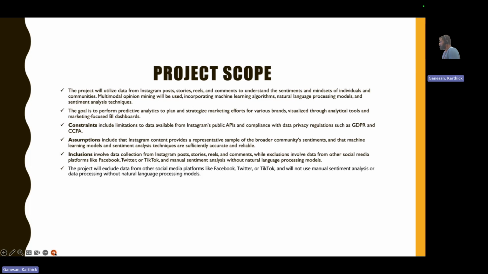The assumptions include that Instagram content provides data from the sample of the advertisements that were being run. The inclusions involve the data collected from Instagram posts, stories, reels, and any kind of user engagement activity from Instagram. For this project, we are only including Instagram and excluding other social media platforms like Facebook and Snapchat, etc.